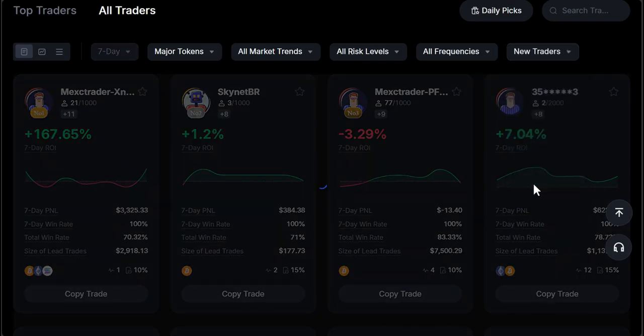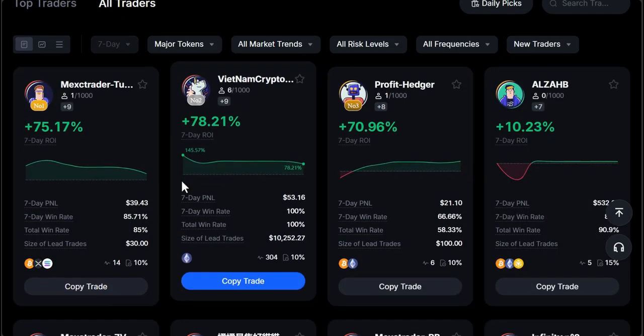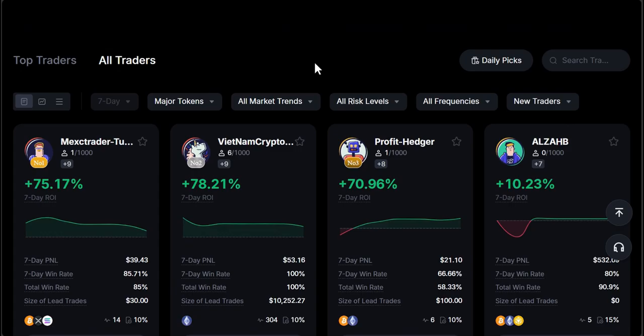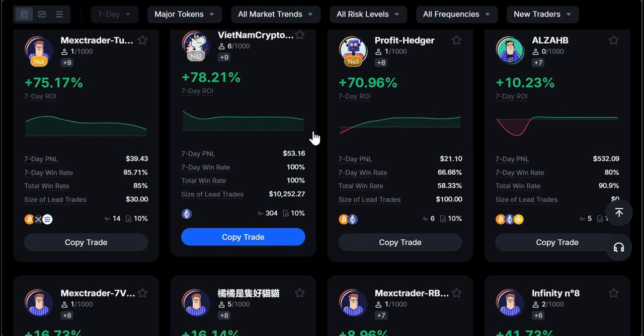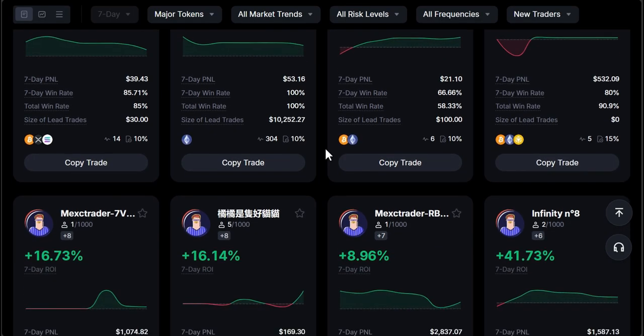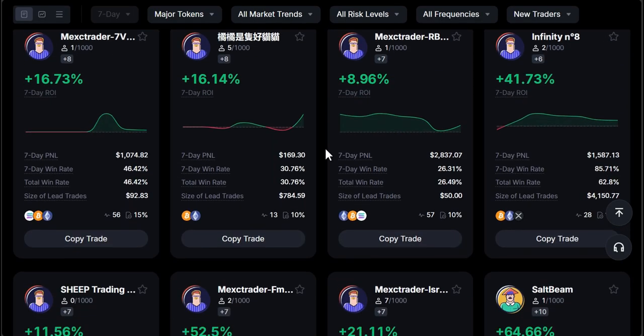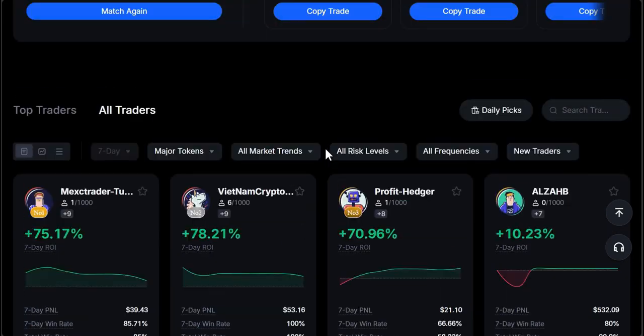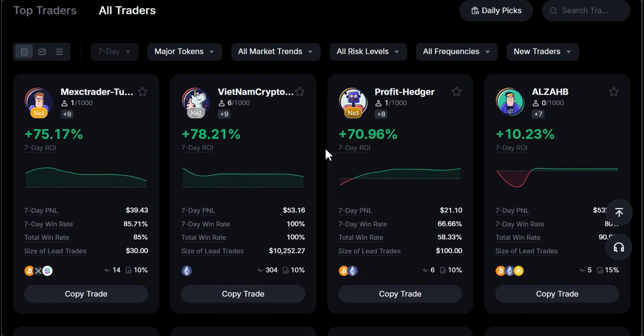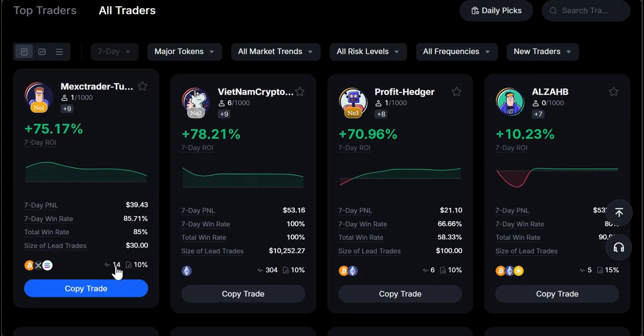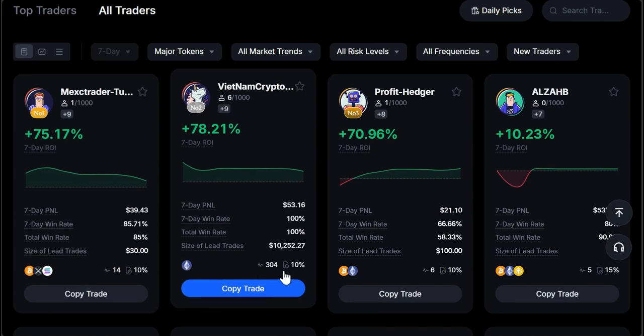New trader, based on trading days, shows how long the trader has been active on the platform. I prefer traders who have been active for at least 1 to 2 months. You want to see consistency over time, not just someone who had one lucky week. New traders might not have enough data to evaluate properly.